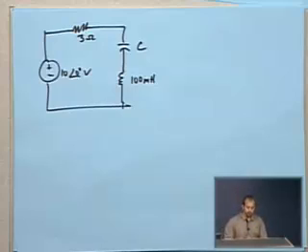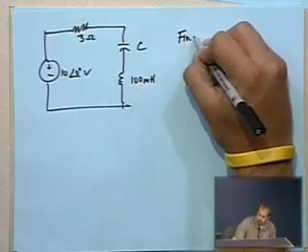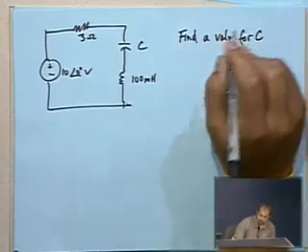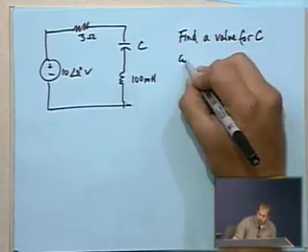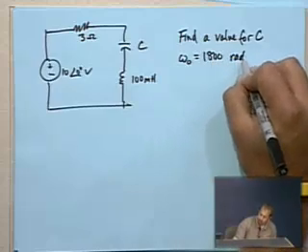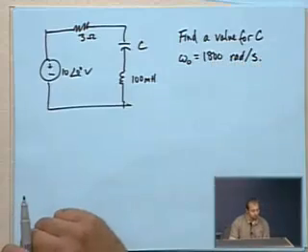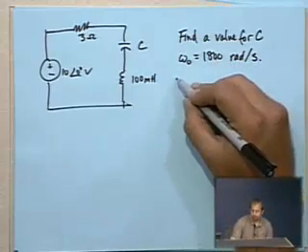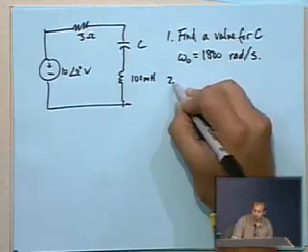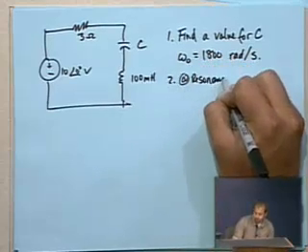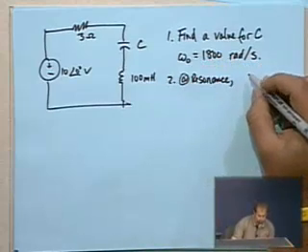We want to find a value for C such that omega naught equals 1800 radians per second. And once we've done that, so that's number one. Number two, then at resonance, what is Q?